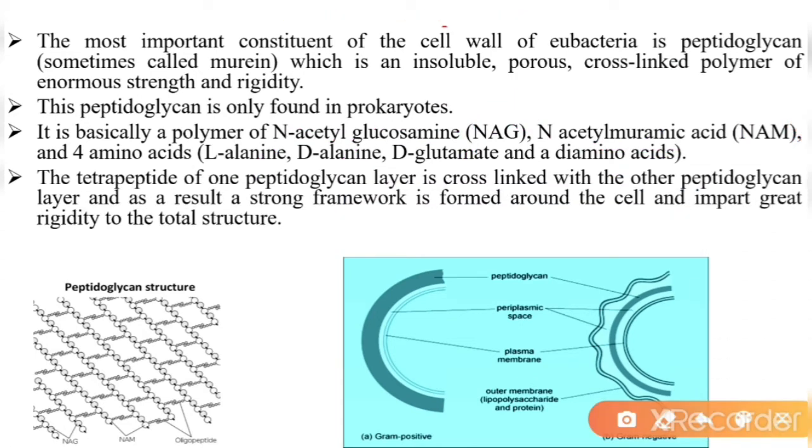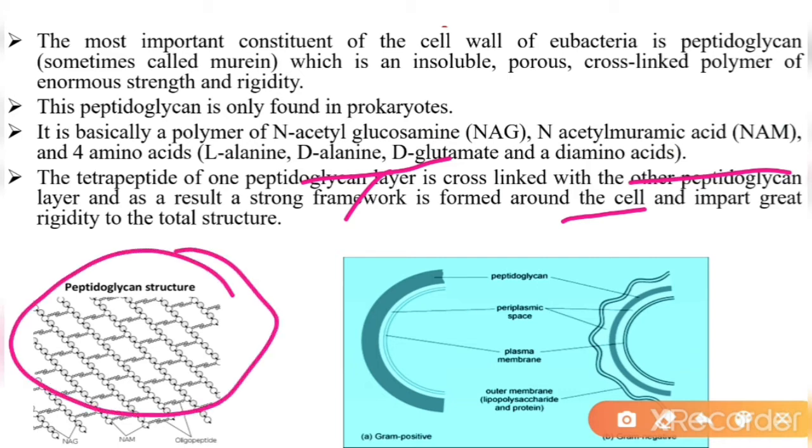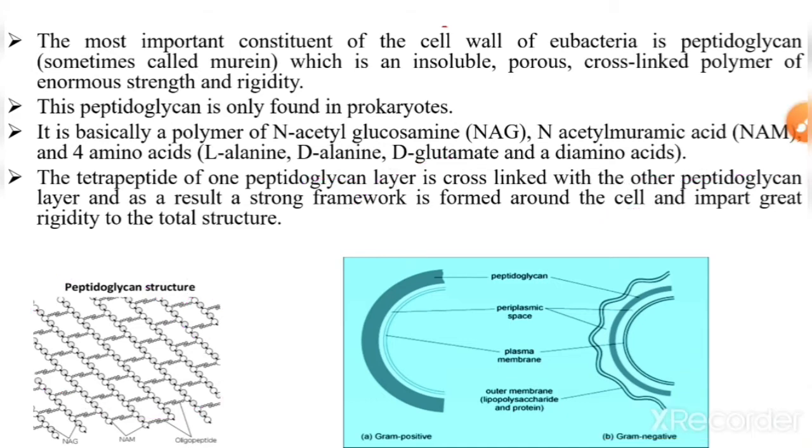The tetrapeptide of one peptidoglycan layer is cross-linked with another peptidoglycan layer. As a result, a strong framework is formed around the cell and imparts great rigidity to the total structure. We can see these different layers of peptidoglycan linked with each other with the help of linkages, and this is helpful for the rigidity of the structure.